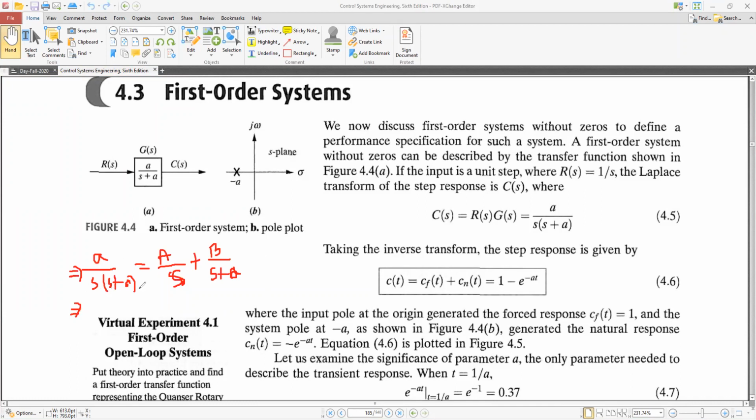Now, if I multiply it by S into S plus A, then what would happen? 1 is equal to A into S plus A plus B into S. Okay, now what would happen? Let's say now I put S is equal to 0. If I put S is equal to 0, then A is equal to 1. So capital A is equal to 1.